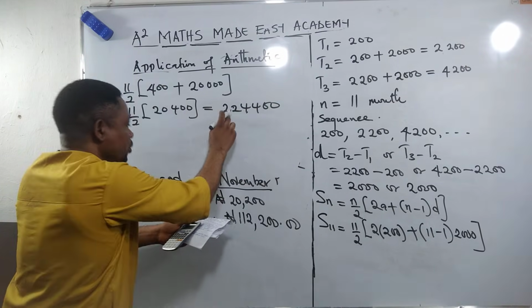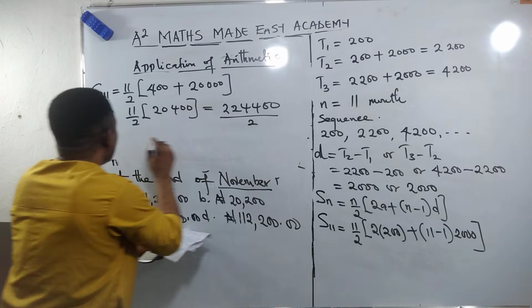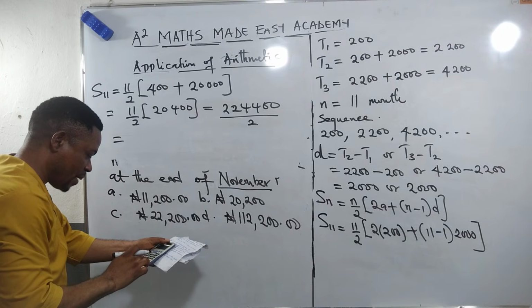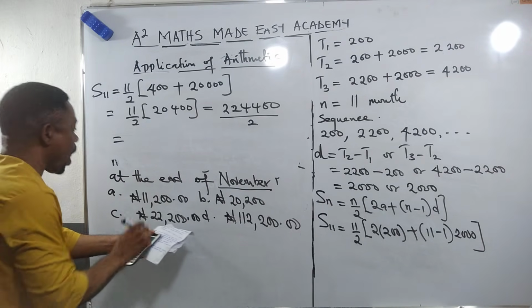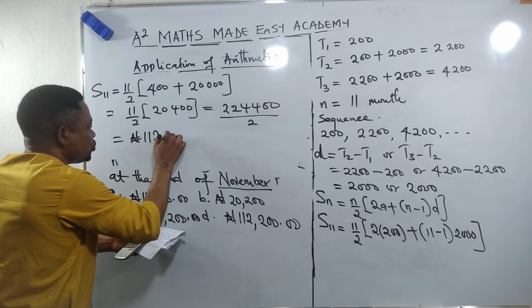224,400. I repeat, 224,400 divided by what? 2. Can we divide it now? Divided by what? 2. What would be the answer? Wow. It is 112,200.